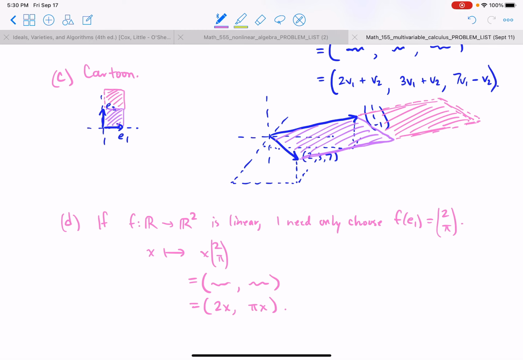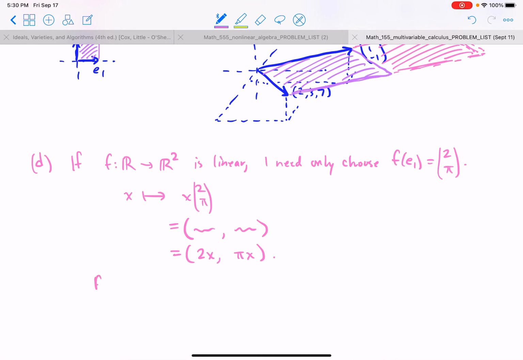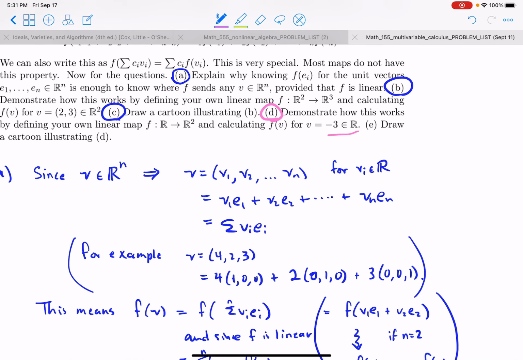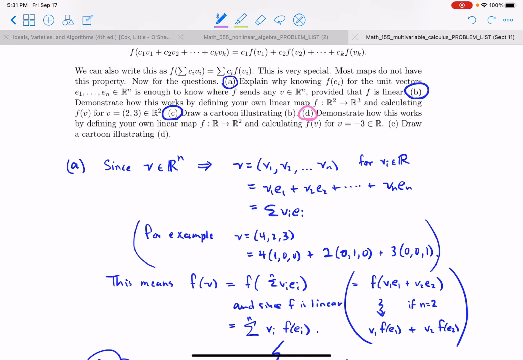That's part D. Oh wait, do I have to calculate it on a vector? Okay, so for x equals -3, f of -3 is -6, -3 pi. Right, I think it wanted me to evaluate it, calculate it at a specific input, -3. Of course, I called my input x, but what we call it doesn't matter. Okay, part E, draw a cartoon illustrating D.